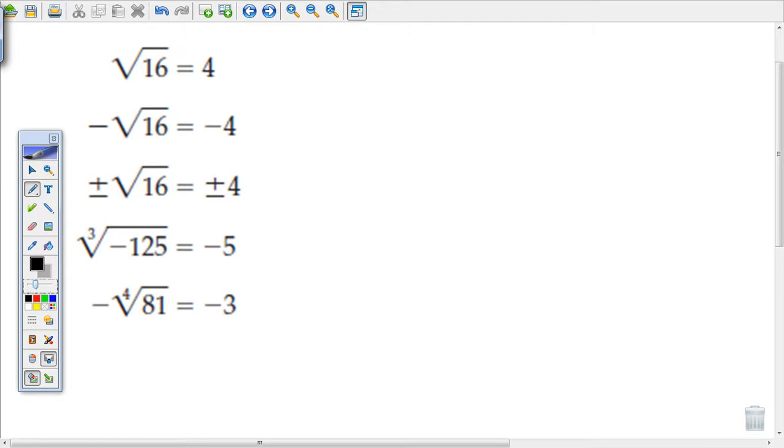Here I'm just asking for the square root of 16. So I don't need the negative answer, I just need the positive one. There's like an implied plus in the front. So if you want to write the plus in the front of it, you can. In order to ask for the negative answer, I have to put the negative sign in the front.